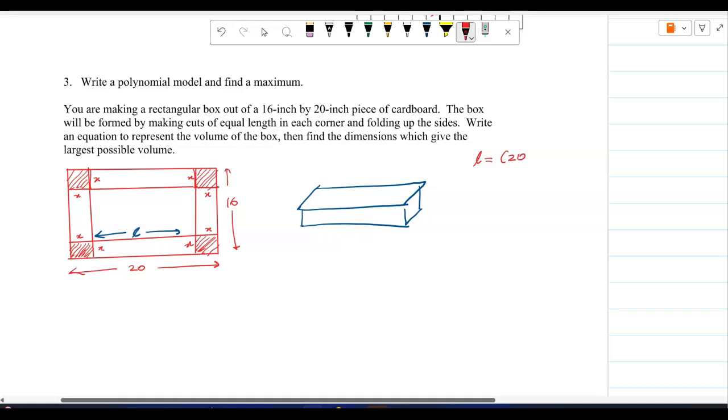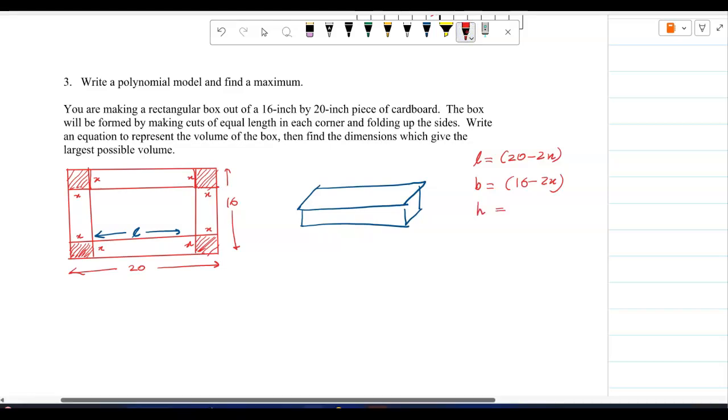Very good. What will the breadth be? 16 minus 2x, obviously. Because from 16, you're cutting off the x from here and x from here. How would you find the width? So from the 20, you cut off x from here, x from here. You're cutting from both the sides. And what will the height be?